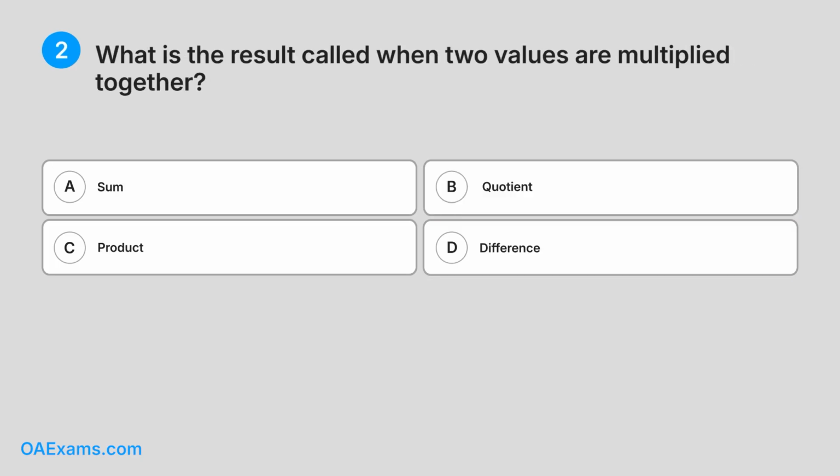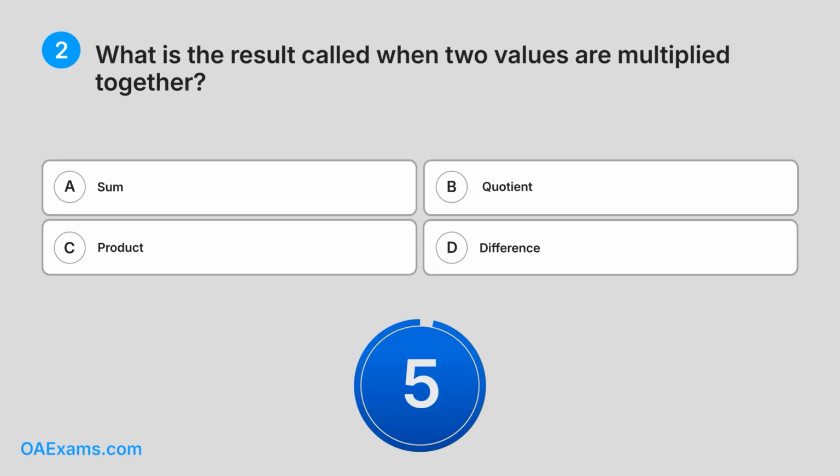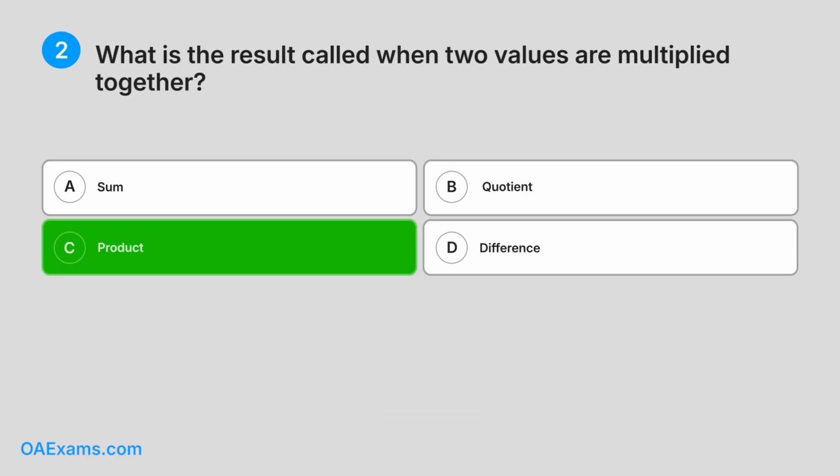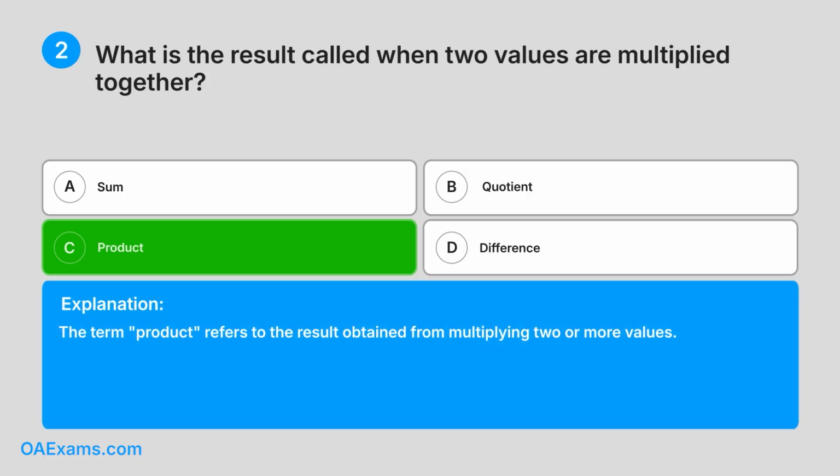2. What is the result called when two values are multiplied together? A. Sum, B. Quotient, C. Product, D. Difference. Do you know the answer? Correct answer. C. Product. Explanation. The term product refers to the result obtained from multiplying two or more values.